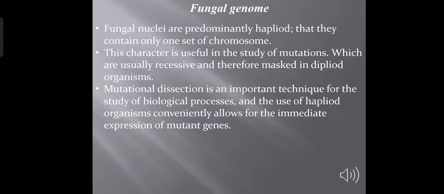Fungal genome. Fungal nuclei are predominantly haploid, that is, they contain only one set of chromosomes. This is useful in the study of mutations, which are usually recessive and therefore masked in a diploid organism. Mutational dissection is an important technique for the study of biological processes, and the use of a haploid organism conveniently allows for the immediate expression of mutant genes.